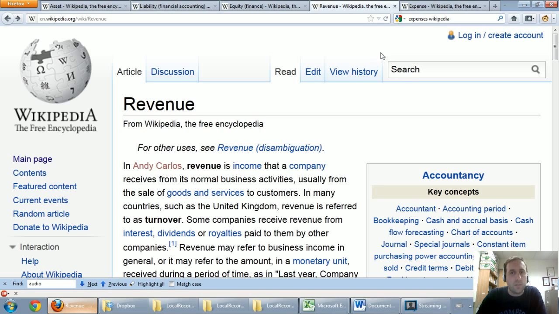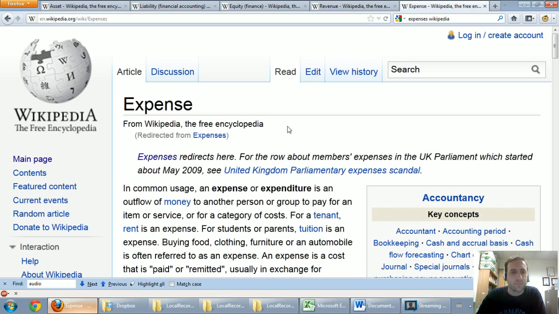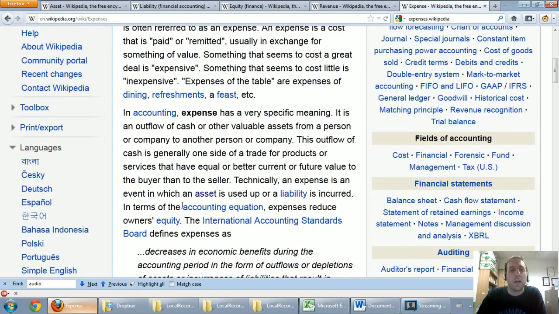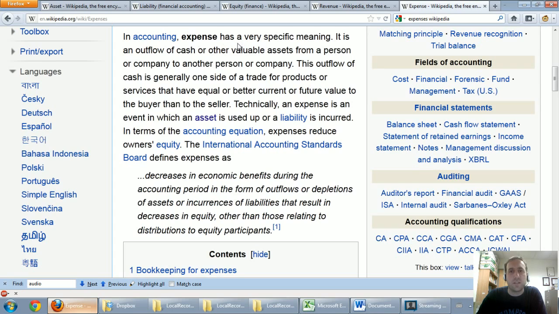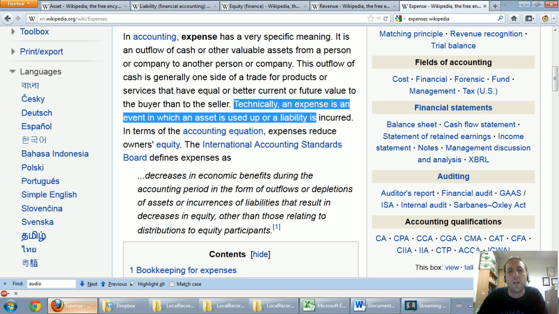The final concept I want to define is expenses. And again, it says in common usage, an expense or expenditure is an outflow of money to another person or group to pay for an item or service. It goes on and it says in accounting, expense has a very specific meaning. It is an outflow of cash or other valuable assets from a person or company to another person or company. The key point here is, it says, technically, an expense is an event in which an asset is used up or a liability is incurred. And this is really at the heart of the definition.